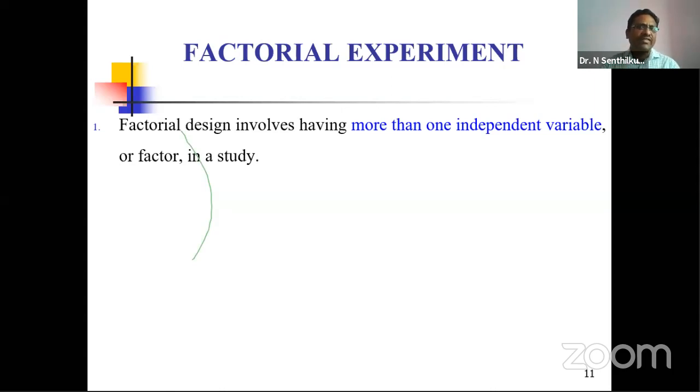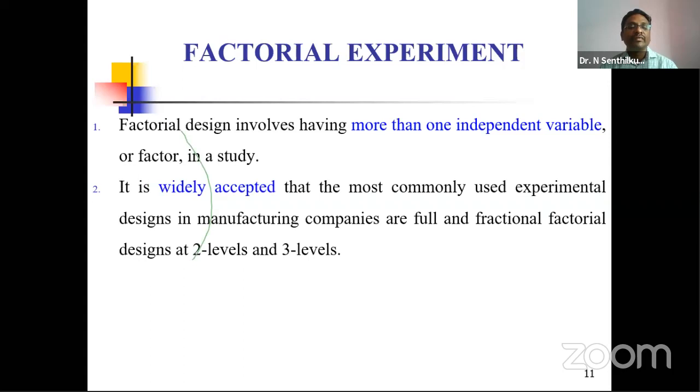The drawback of the single factor experiment is that it doesn't involve any interaction effect between the parameters. But in the case of factorial experiments, the interaction effect will also be included. So these factorial experiments are widely accepted. It's a widely accepted design methodology for the experimental matrix in most research works and also in most manufacturing industries.